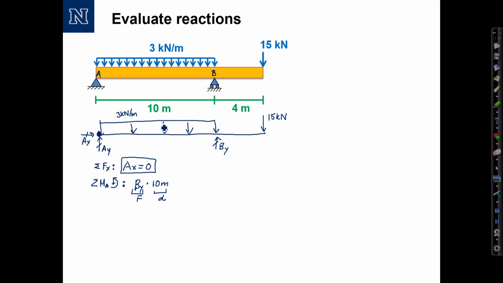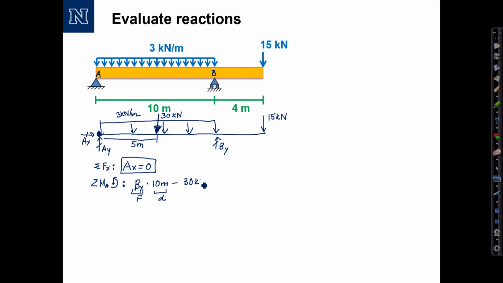Next, let's consider the contribution of this distributed load. Note that I can represent the distributed load for this purpose as a resultant force acting right in the middle. The value of that force would be the distributed load, 3 kilonewtons per meter, times the distance, 10 meters, which is 30 kilonewtons. The point of action of that force is half the length of the distributed load, or 5 meters. Note that it produces a moment about A that's clockwise, or negative according to my sign convention, so I'm going to call it a negative moment.